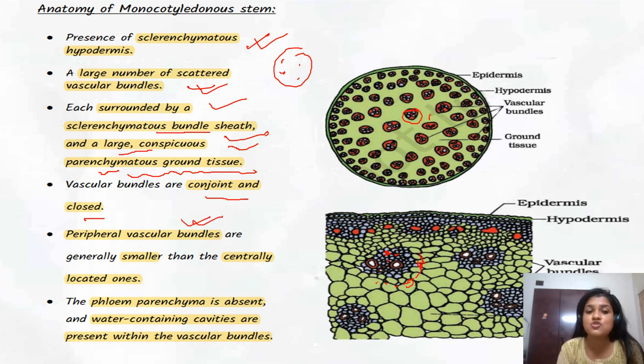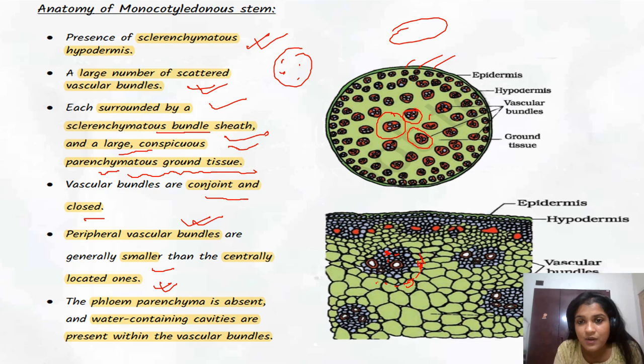Peripheral vascular bundles are generally smaller than the centrally located ones. See here, this is a cross section like a ring. See, the peripheral ones are smaller than the inside ones. Phloem parenchyma is absent and water containing cavities are present within the vascular bundles. We can see here that water containing cavities are present in the vascular bundles. Phloem parenchyma is absent. Okay, so these are the few most important characteristics of monocotyledonous stems.